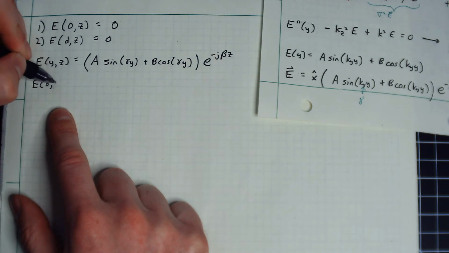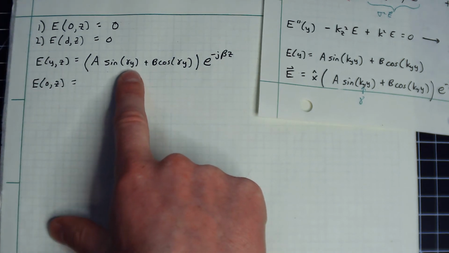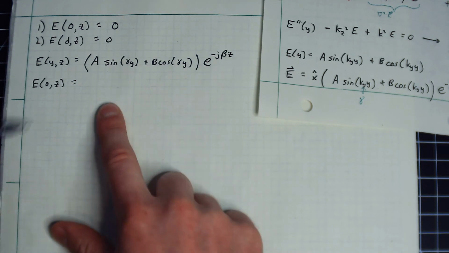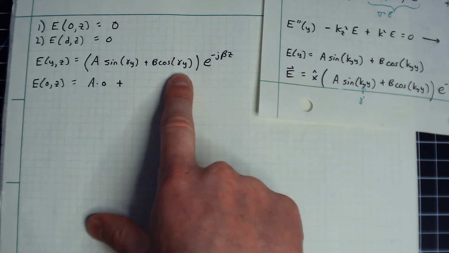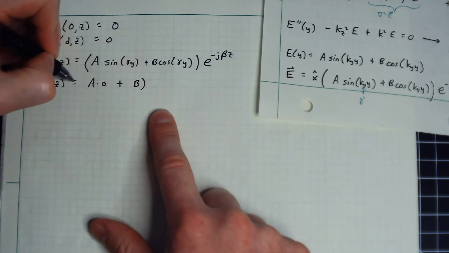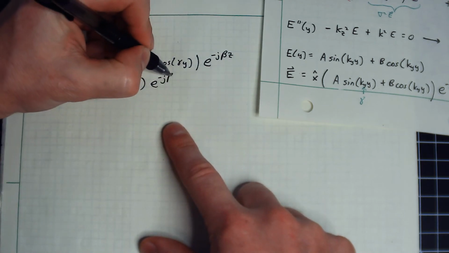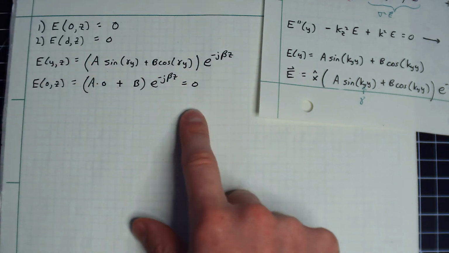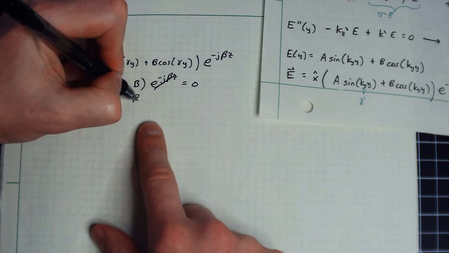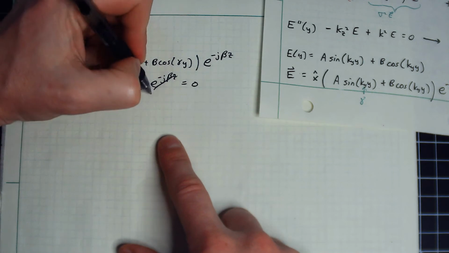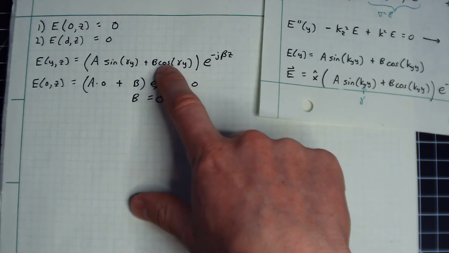E of 0 comma z is equal to, so you notice if I put in a 0, I'll get a 0 for my sine here. So I get a times 0. And if I put in a 0 here, I'll get a 1 plus b times this guy here, e to the minus j beta z, is equal to 0. Okay, so that's a common factor. That's not going to change anything. And you immediately see 0 plus b equals 0, and I get b equals 0. So my first boundary condition says this b must be 0.